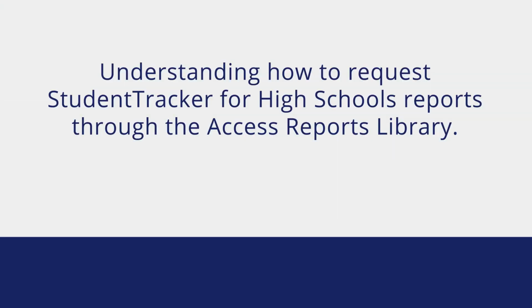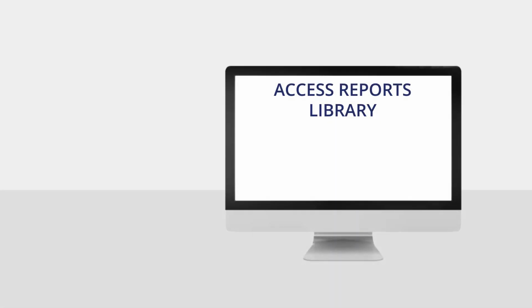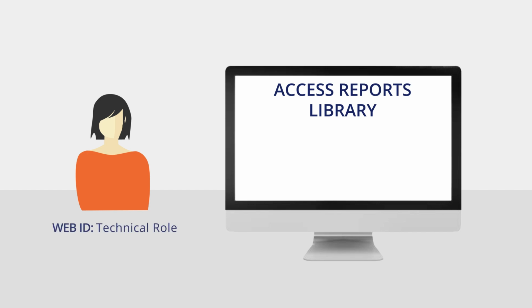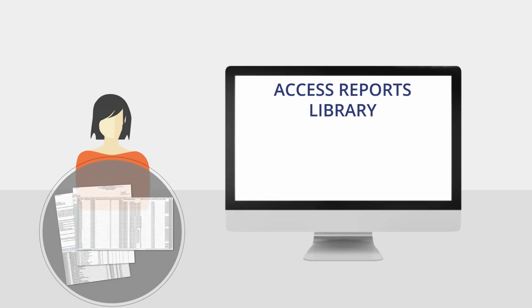Welcome! The purpose of this tutorial is to demonstrate how to request StudentTracker for High Schools reports through the Access Reports library. The Access Reports library feature is accessible to all STHS users with the technical role assigned to their web ID. The purpose of the reports library is to allow users the ability to request reports or segments of reports that have been previously run by the clearinghouse.